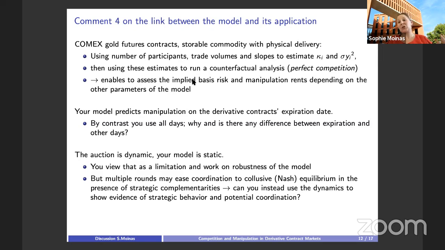You view that as a limitation. In the paper, you try to extend the model to a dynamic setting in order to show that it's robust. But to me, it's not a limitation, in the sense that you have a model in which there are strategic complementarities. We know that in the presence of strategic complementarities, it's going to ease the coordination to a collusive Nash equilibrium in the end. And so my question is, can you take advantage of the fact that it's a dynamic auction in order to show evidence of strategic behavior and potential coordination between the spot traders or between the auction participants?